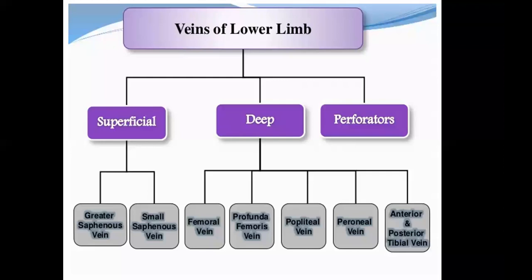Today we will discuss the venous drainage of the lower limb. As you can see on the screen, to understand the venous drainage of the lower limb, we divided the veins of the lower limb into superficial and deep categories. The superficial category includes the greater saphenous vein and the small saphenous vein.